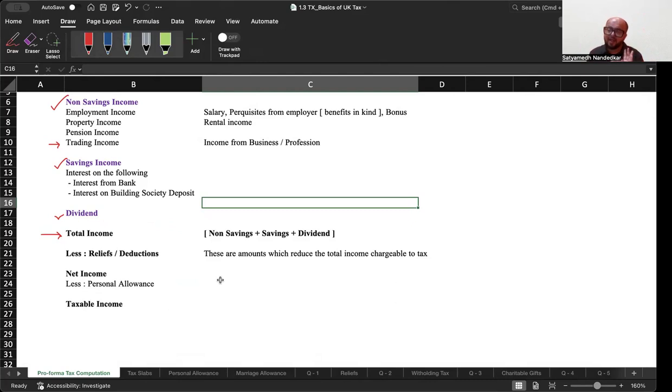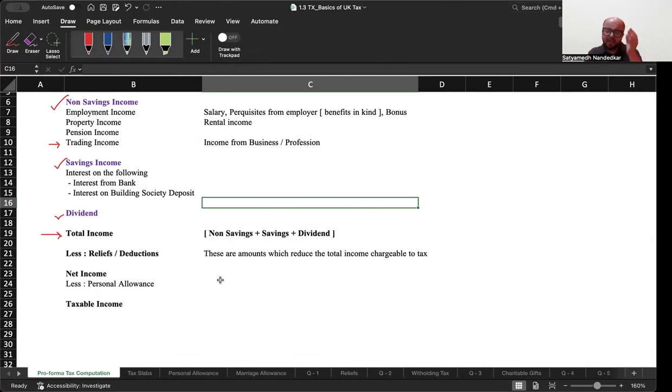Taxable income is that income on which tax can be levied, and this has to be calculated according to the rules and regulations that have been laid down by the tax authorities. For example, in some cases, the tax authorities say that if you have purchased a house and taken a loan to purchase it, and you are paying interest on that loan, then that interest is also allowed as a deduction. So there are different rules. We'll study them in due course.